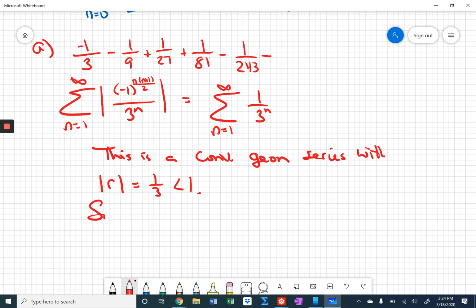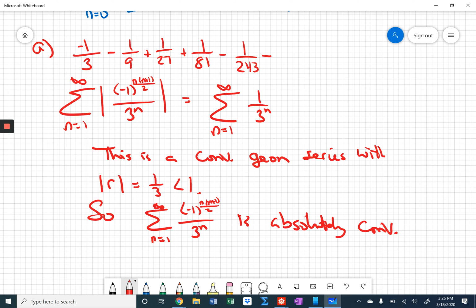And so, actually, I should be a little more complete for you here. The sum from 1 to infinity of -1 to the n times n plus 1 over 2, if you can't read that, that's okay, is absolutely convergent, and therefore convergent.